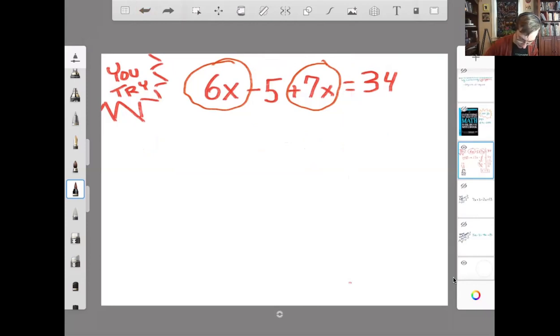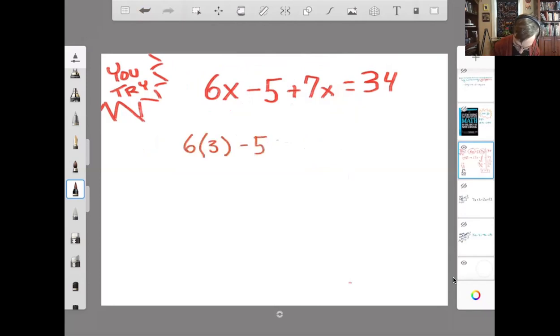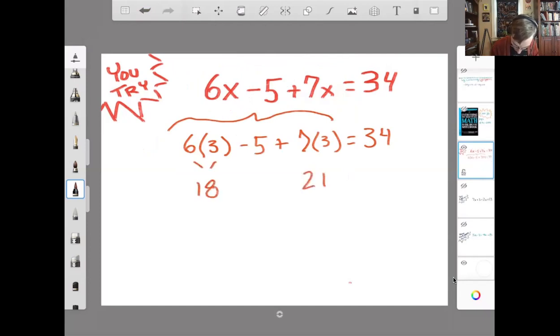So I'm just going to rewrite this equation as 6 times 3 minus 5 plus 7 times 3 equals 34. And if all of this junk here equals 34, that means we did this problem right. So let's find out if we did it right. 6 times 3 is 18. 7 times 3 is 21. That remains positive because there's no negatives in there. And then you have 18 minus 5. So you bring it all down and you try and solve it.